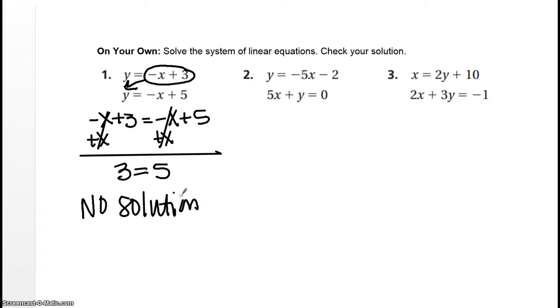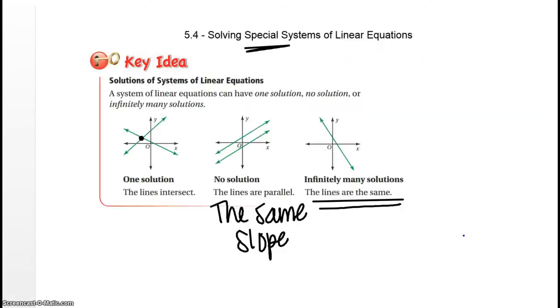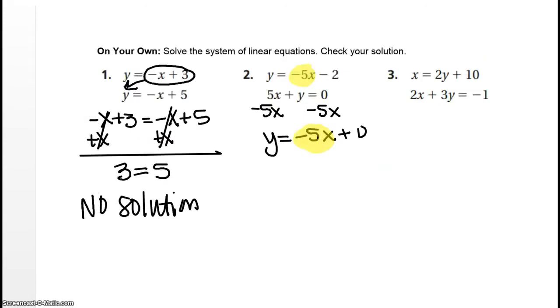The second one, I am going to rewrite this second equation in y equals form. So I'm going to subtract 5x from both sides and get y equals negative 5x plus 0. I want you to start to realize that these two problems have the same slope, and you know that problems that have the same slope are going to have no solution. If I were to graph these, they both have the same slope and different y-intercepts, so they never intersect.